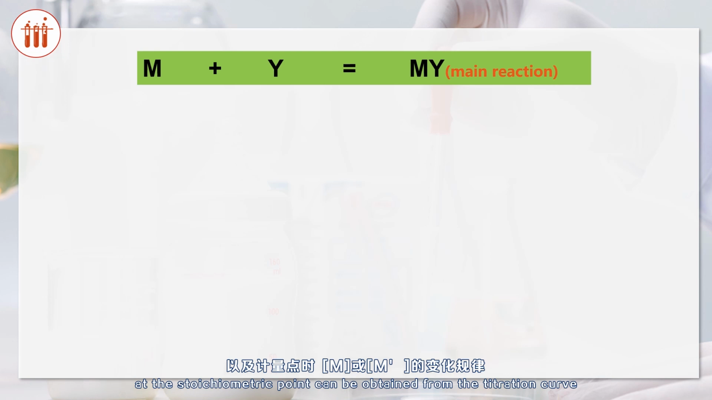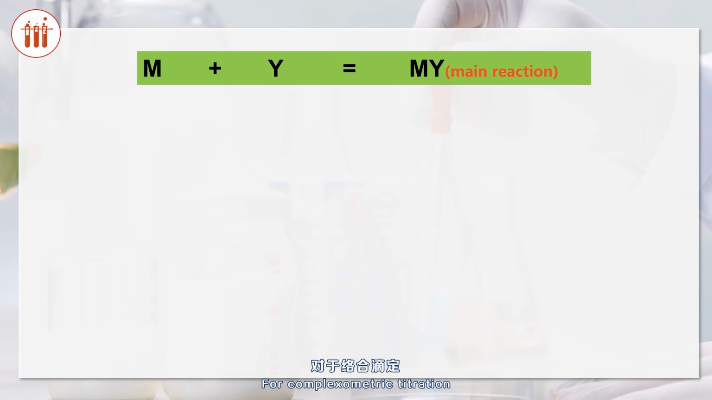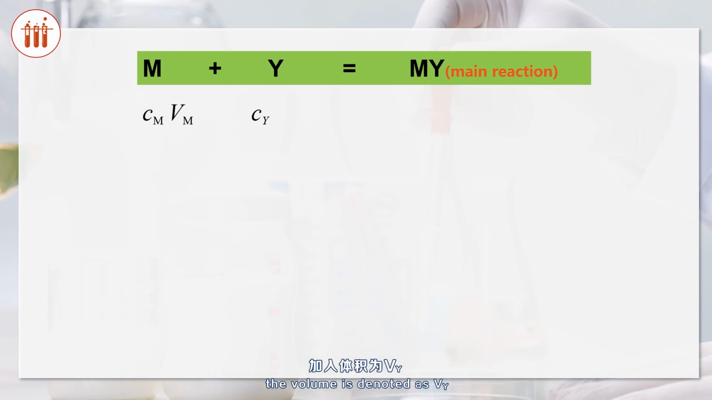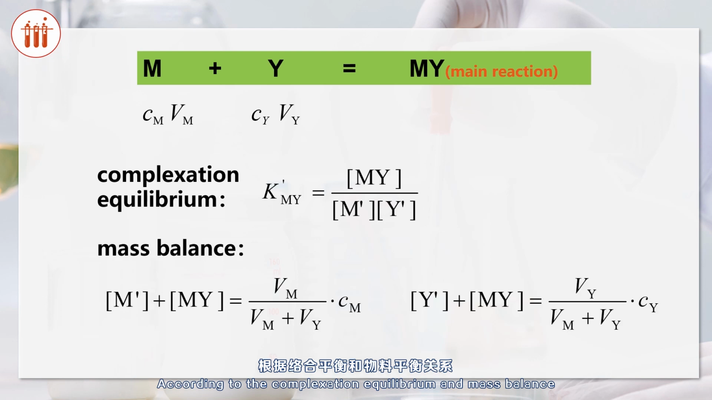For complexometric titration, the analytical concentration of M is expressed as Cm, and the volume of solution is expressed as Vm. When the EDTA standard solution with the same concentration Cy is used for titration, the volume is denoted as Vy. According to the complexation equilibrium and mass balance, and considering the possible side reactions, the conditions of log K prime MY near the endpoint can be discussed with the omittance of side reactions of MY.